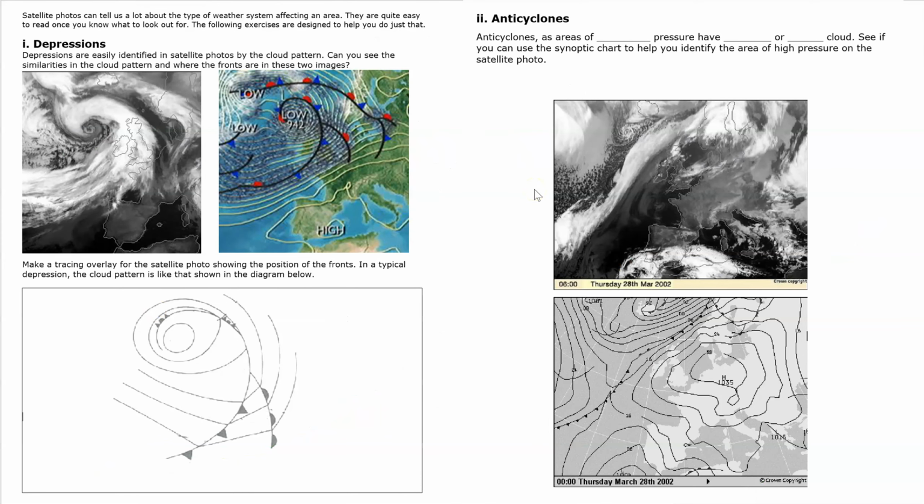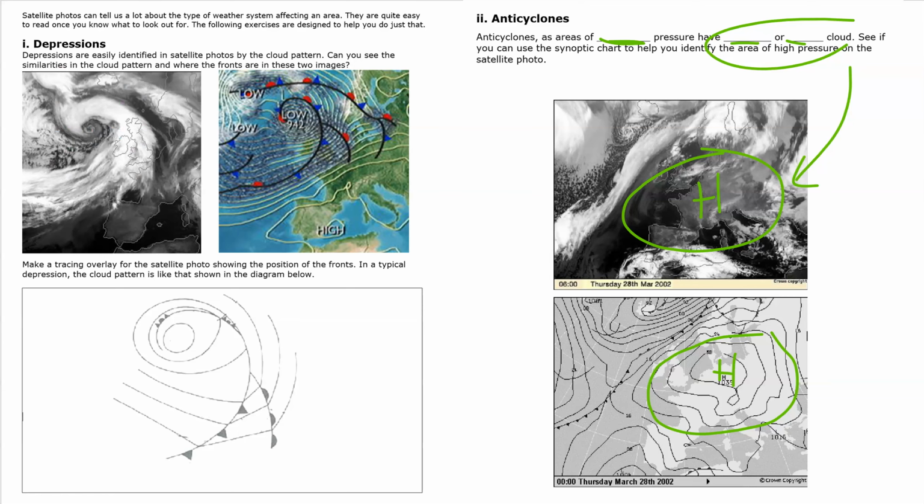Then anticyclones. Anticyclones are pretty straightforward to spot here because these are areas of high pressure, and they have little or no cloud. Now, the high pressure is centered there in this, which means it's centered there in this. There is your high pressure there. There's your high pressure there. And you can see that you have little or no cloud in that area.